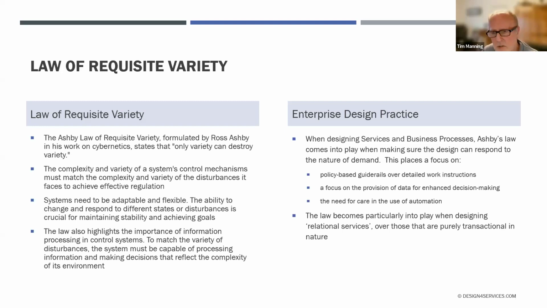You have to have the variety to respond, and you've got to provide data that allows you to make decisions across that range of demand. It also means that when we're designing operations, we have to be very careful with automation. You've got the computer says no scenario, where just because you can doesn't mean you should, because automation often requires the definition of very fixed business rules, and you then fail to be able to respond to the variety that your operation is facing. So it plays a big part in my thinking when I'm designing the enterprise.